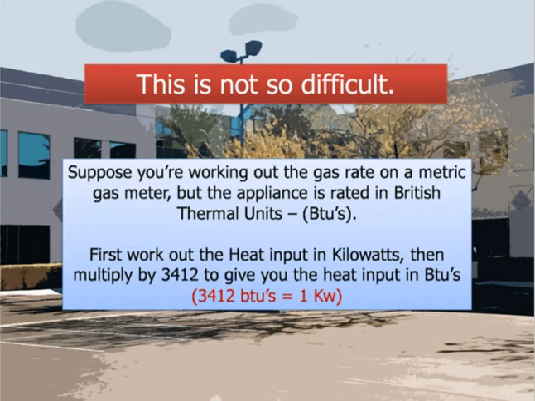Suppose you're working out the gas rate on a metric gas meter, but the appliance is rated in British thermal units. First work out the heat input in kilowatts, then simply multiply by 3,412 to give you the heat input in BTUs.